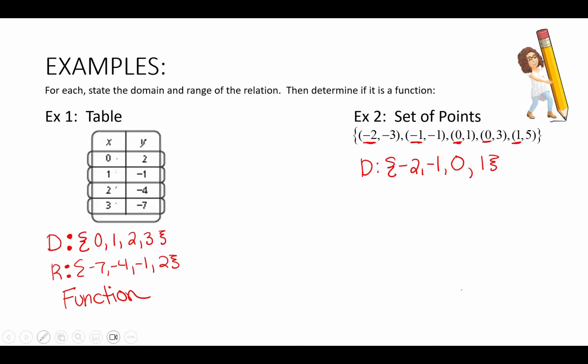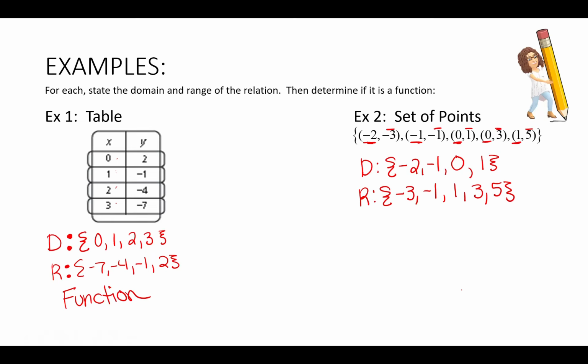I now need to list my range values, my y values. So I'm going to go above just to help my eyeballs again figure out which one's which. Do my curly brace. -3, -1, 1, 3, and in fact 5. There we go. I've listed my domain, listed my range.